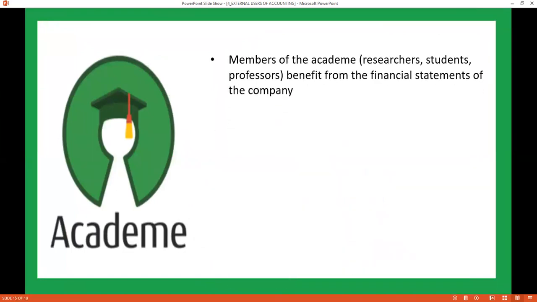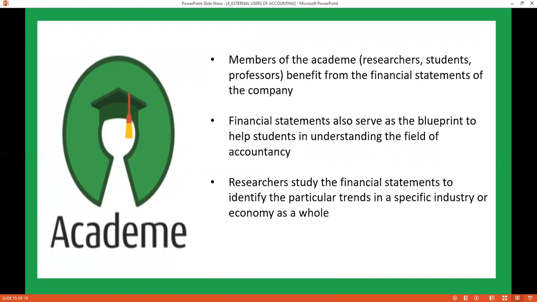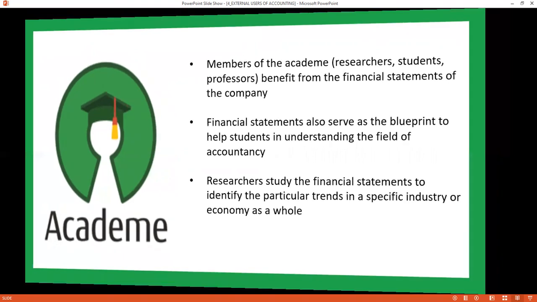Next one is the academe. So the members of the academe, which are the researchers, the students, the professors, benefit from the financial statements of the company. The financial statements also serve as the blueprint to help students in understanding the field of accountancy. So they use this for educational purposes. Researchers study the financial statements to identify particular trends in a specific industry or economy as a whole. So tinitignan nila what are the new trends in accounting na ginagamit sa mga company or businesses.